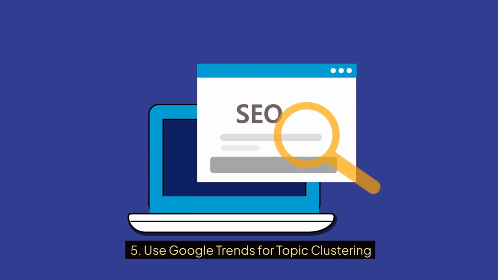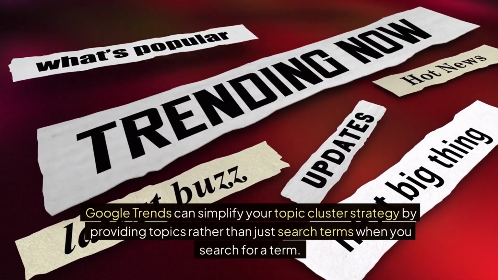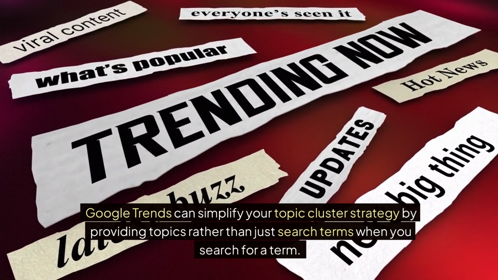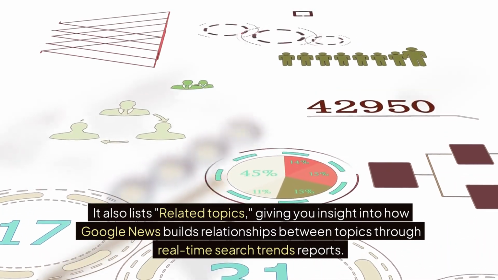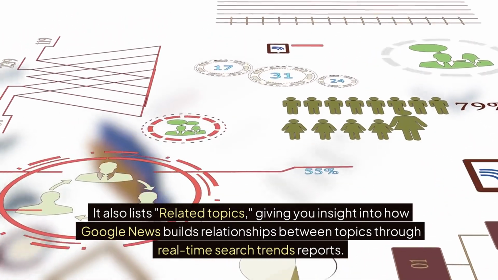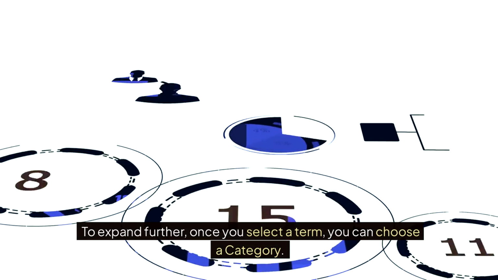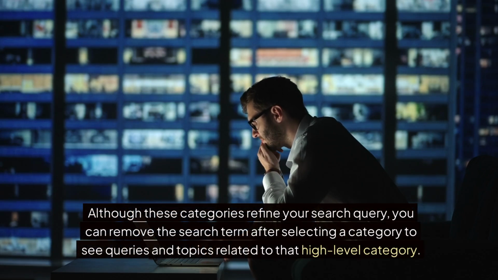5. Use Google Trends for topic clustering. Google Trends can simplify your topic cluster strategy by providing topics rather than just search terms when you search for a term. It also lists related topics, giving you insight into how Google News builds relationships between topics through real-time search trends reports. To expand further, once you select a term, you can choose a category. Although these categories refine your search query, you can remove the search term after selecting a category to see queries and topics related to that high-level category.